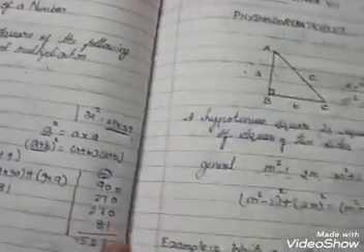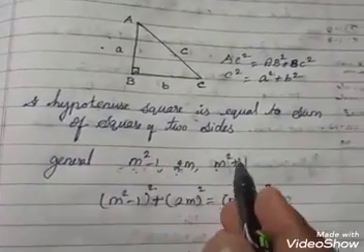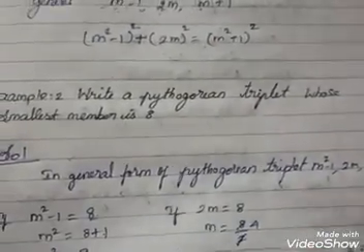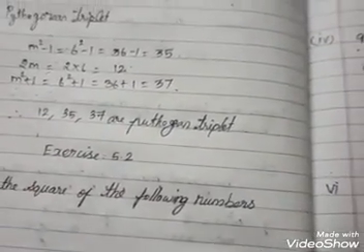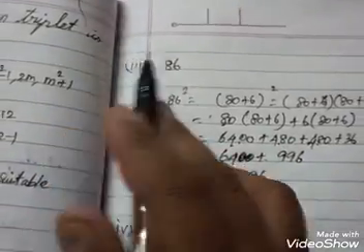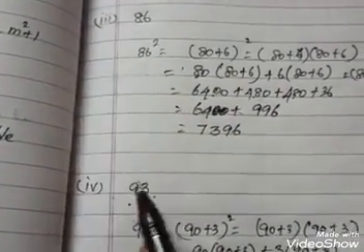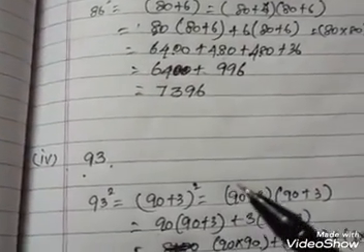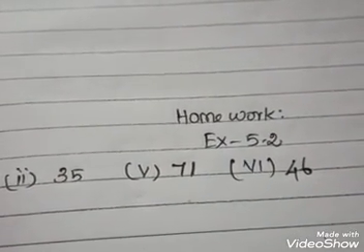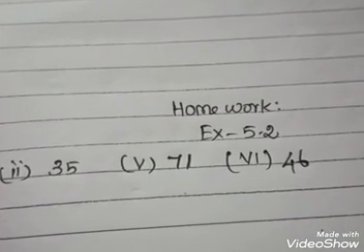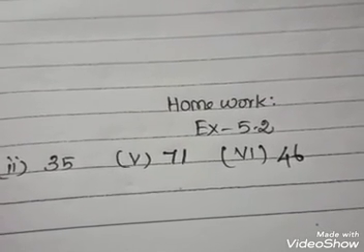Today we have to see about the Pythagorean triplet, what is the general form and how to find the Pythagorean triplet, and exercise 5.2. First main, I have to solve first question, third question and then fourth question, and you need to do it as your homework. So this is your homework sum from exercise 5.2. Now first main, second question, fifth question and sixth question.